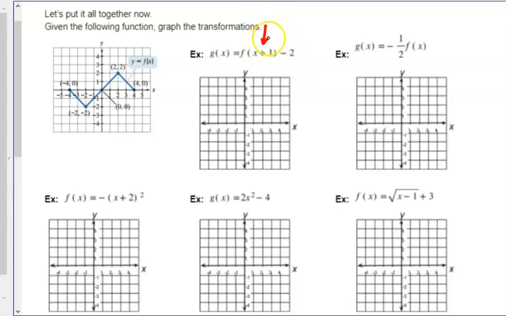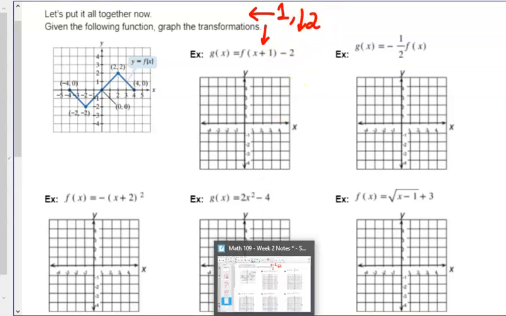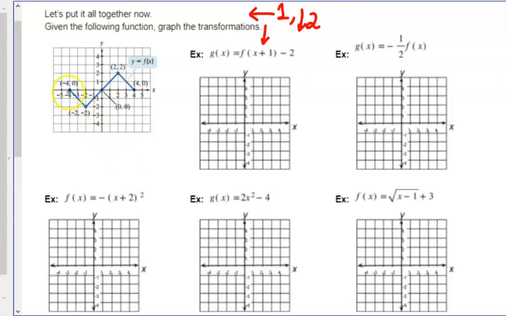So as a reminder, this is my horizontal shift or transformation. Take the opposite of what you're looking at. We are going left 1, and then this tells me to go down by 2. That's my vertical shift. We take the sign as is, so we're going to go left 1 and down by 2. So I'm just going to navigate through these points.